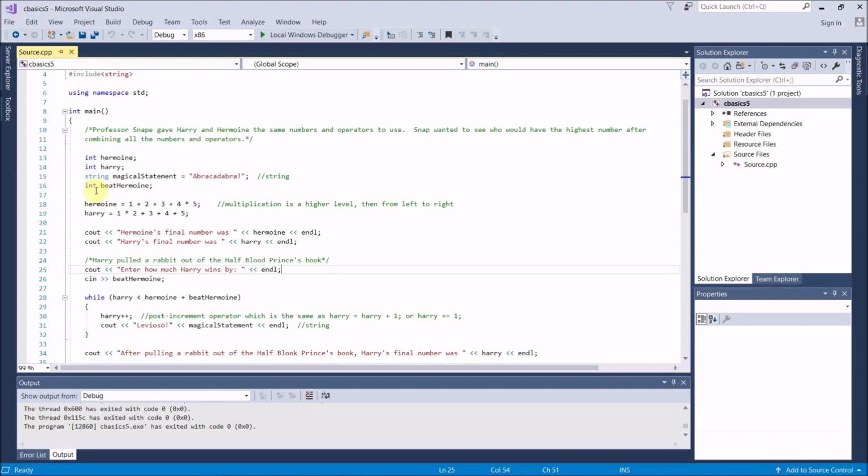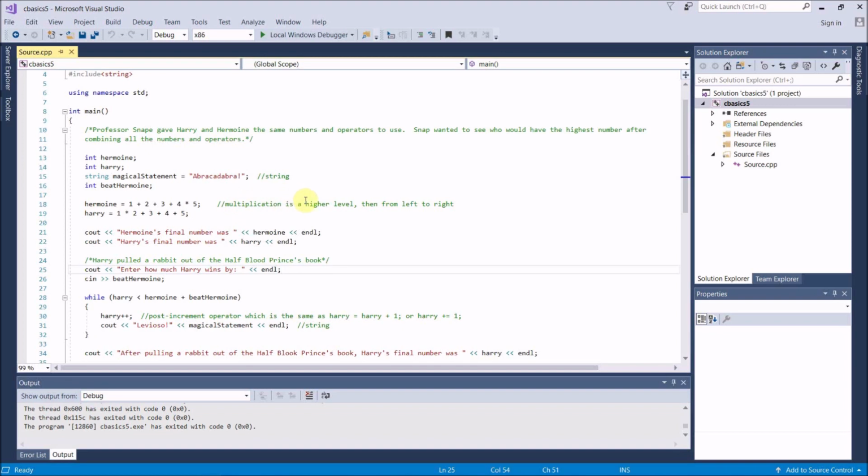We also declared a beatHermione int data type here. So here's Hermione and Harry. They all have the same digits, and they get three addition operators and one multiplication operator. Hermione uses the multiplication operator towards the end, while Harry uses it towards the beginning.